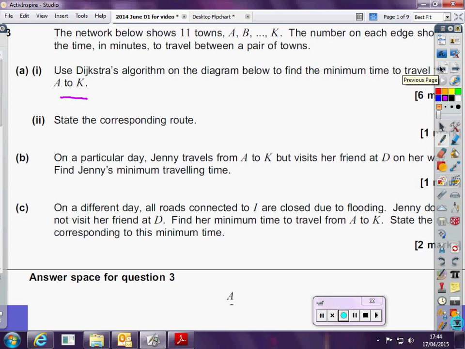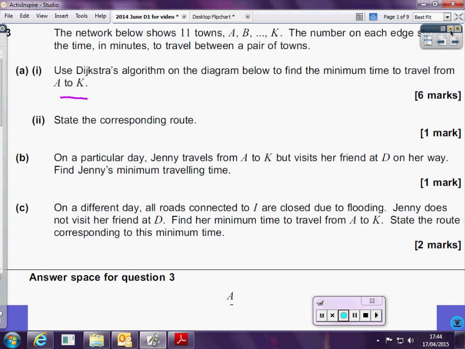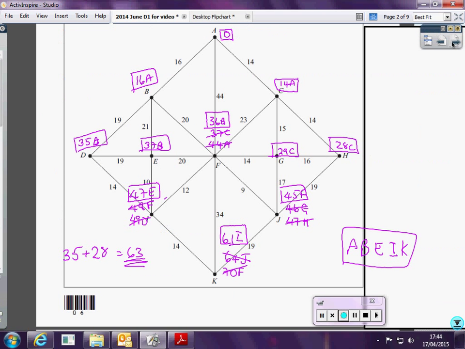And then for C, on a different day, all roads connected to I are closed due to flooding. And Jenny does not visit her friend at D. Find the minimum time to travel from A to K. State the route corresponding to this minimum time. So on a different day, all roads to I are closed. Okay, so we're going to have a look.